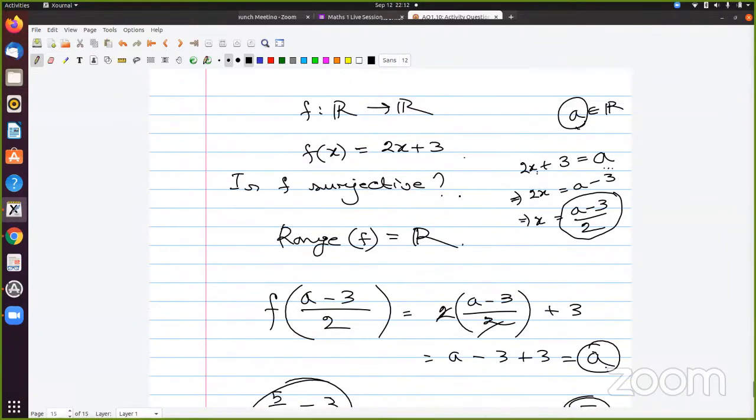And what was the codomain? Codomain is also the whole real numbers. This is the codomain, right? So codomain and range are the same. So this is a surjective function. Okay. Is it clear? Yes. Yes, sir, clear.